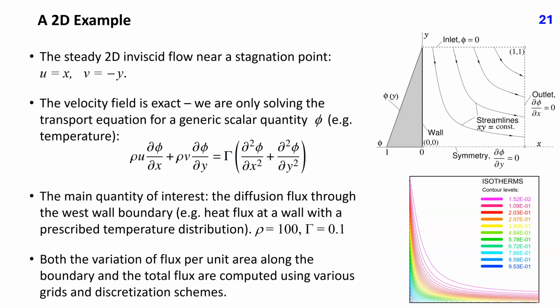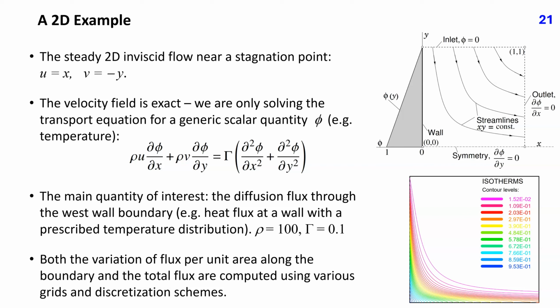Both the integral value, that is the total flux through the west boundary, and the local variation of flux per unit area are computed on systematically refined grids using various discretization schemes. Note that fluxes are not part of the solution process in finite difference methods, as is the case in finite volume methods. Here the fluxes need to be computed in a post-processing step.